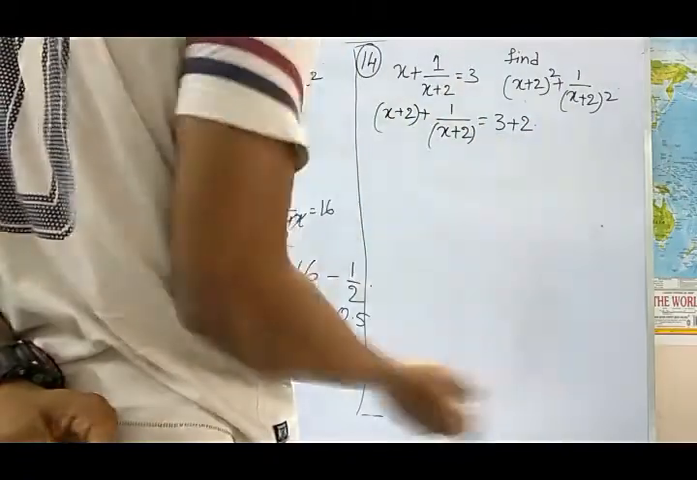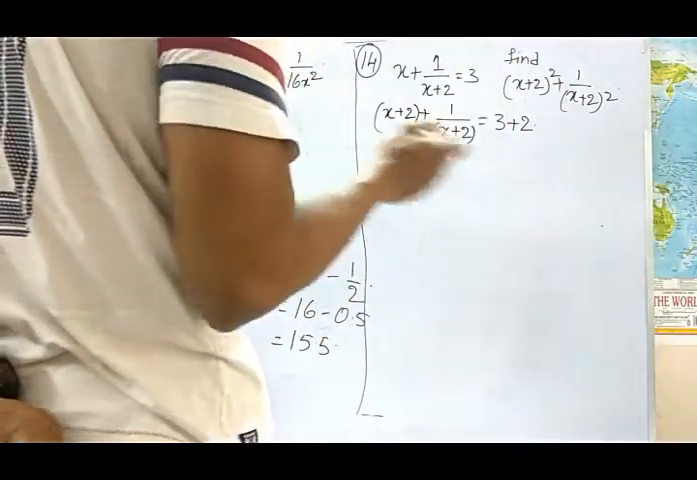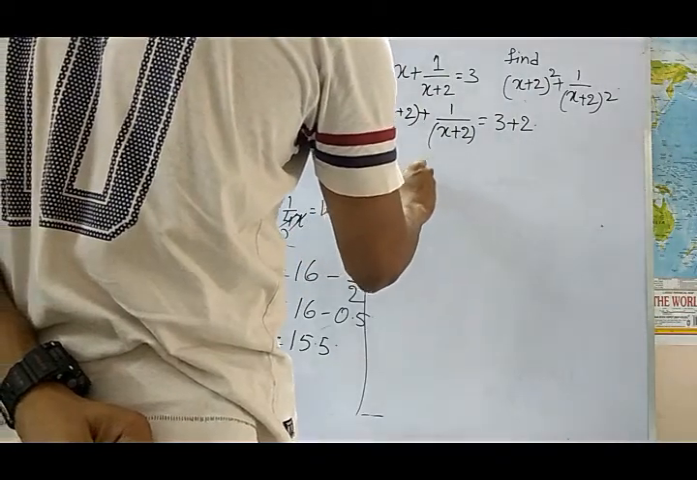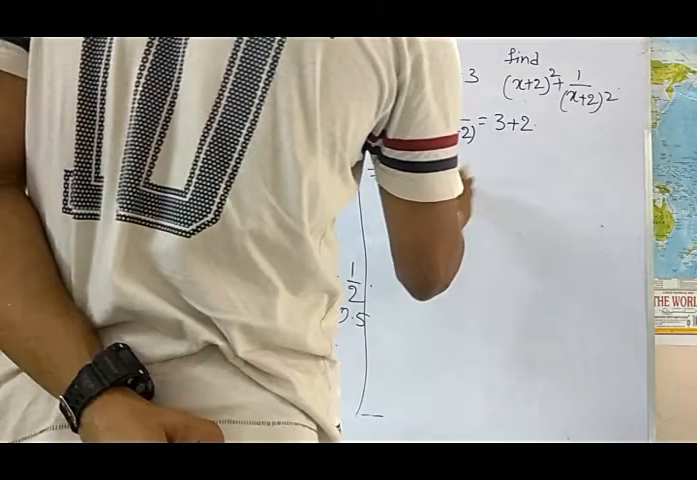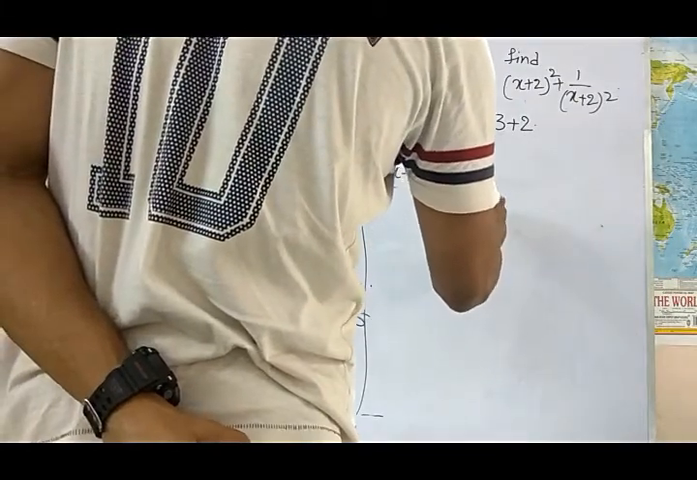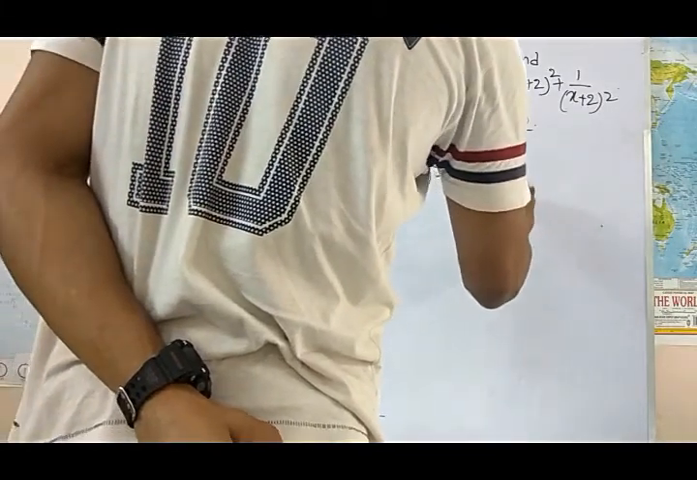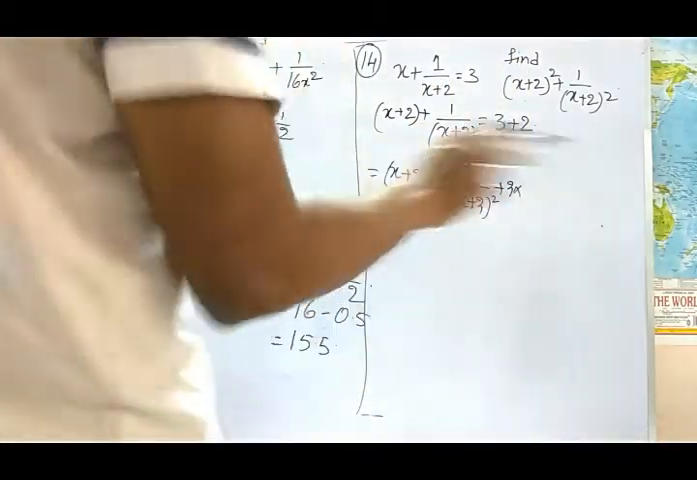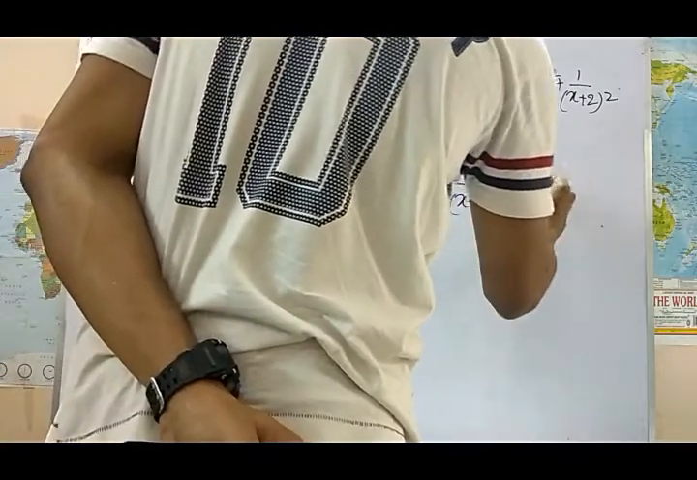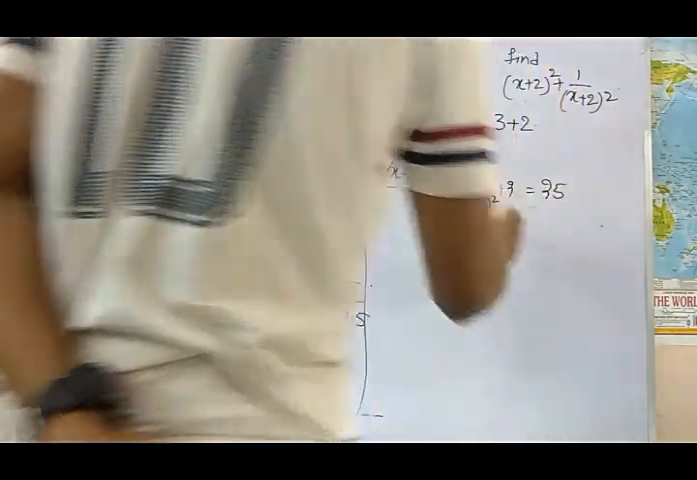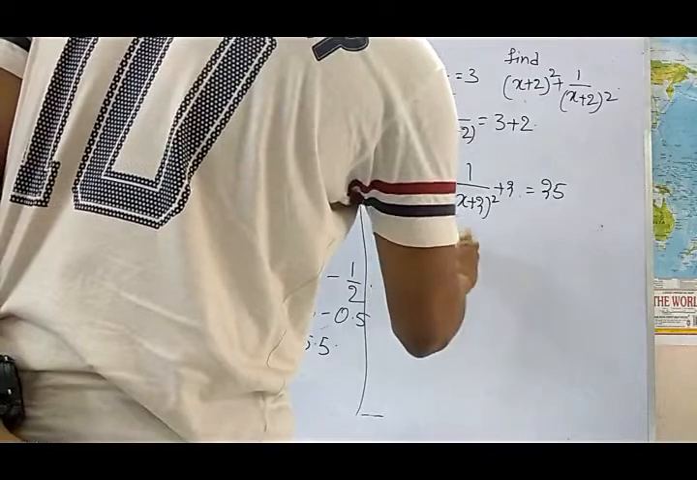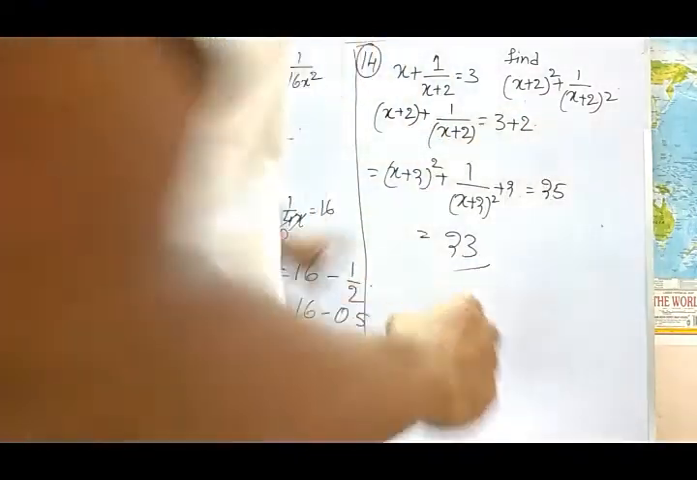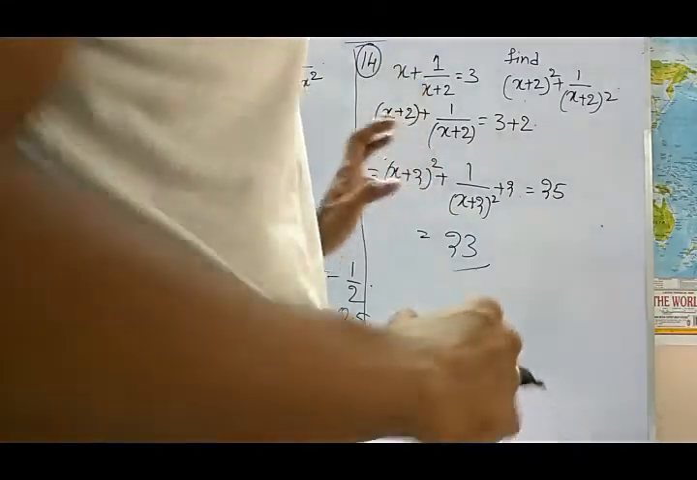What we need to do? We need to do squaring on both sides. Again the same formula, same thing. So x plus 2 whole square plus 1 by x plus 2 whole square plus 2 into x plus 2 and x plus 2 get cancelled. So I am not writing here, you can understand clearly. Equal 5 square 25. So we will take 2 that side. What we are left with? 23. 25 minus 2 is 23. So what they have asked, we got the answer.